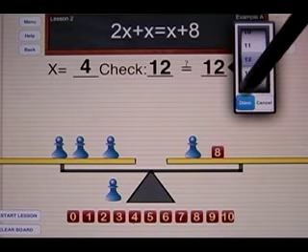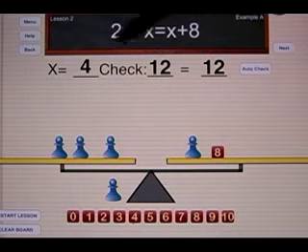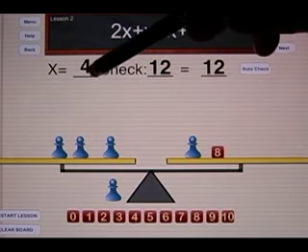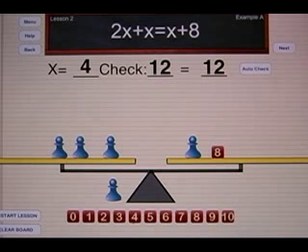So the number that I picked first happened to be the one that made both sides balance. So please go on to lesson number 2.